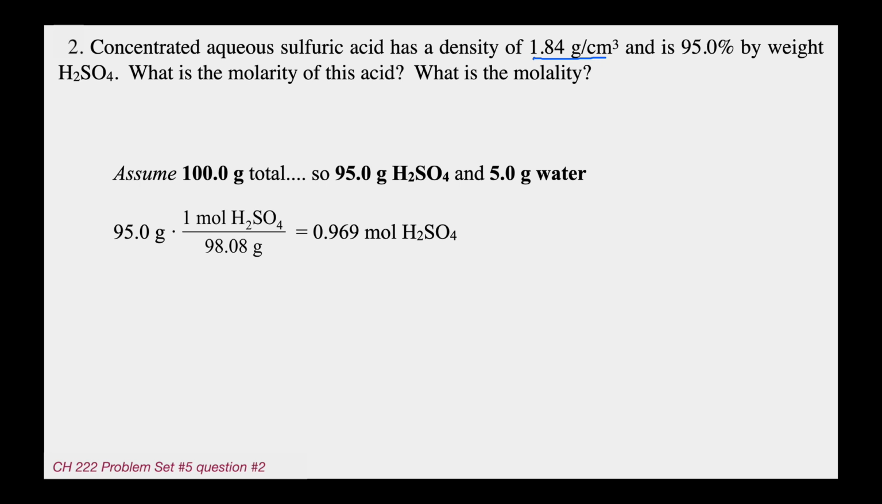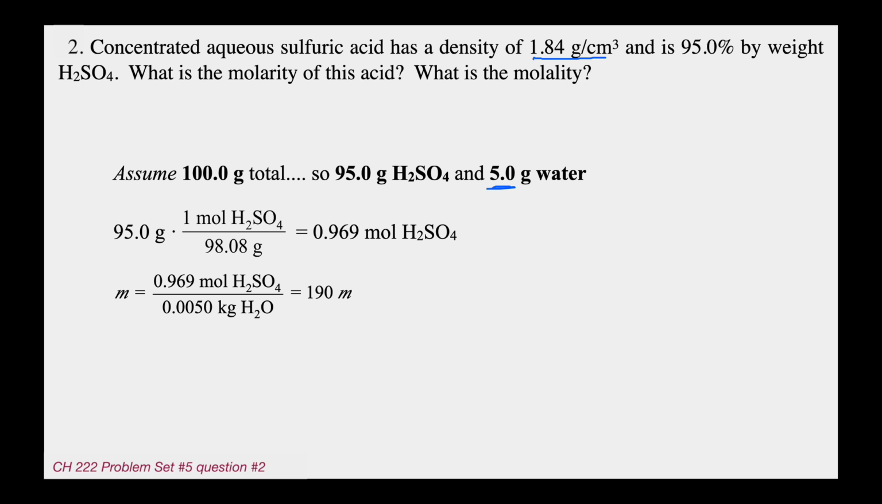Let's take the 95 grams and turn that into moles of H2SO4. H2SO4 is about 98.08 grams per mole, so that's 0.969 moles sulfuric acid. If you take that moles and divide by the 5 grams of water in kilograms, so 0.0050, that's 5 divided by 1,000, you end up with a molality of 190 molal. It's 2 sig figs because we only had 2 sig figs up there. So the 2 sig figs goes all the way down, 190 molal.